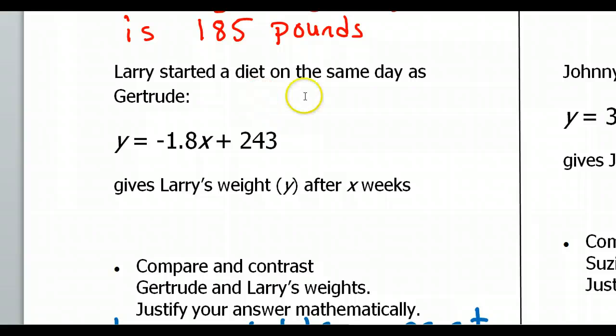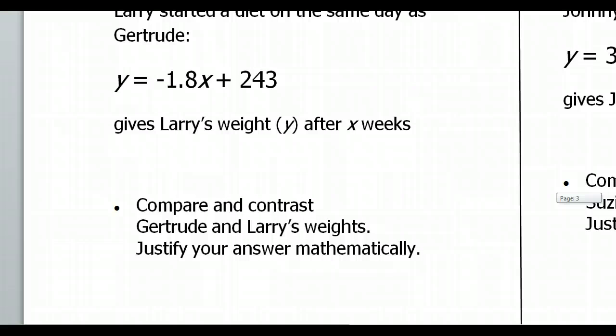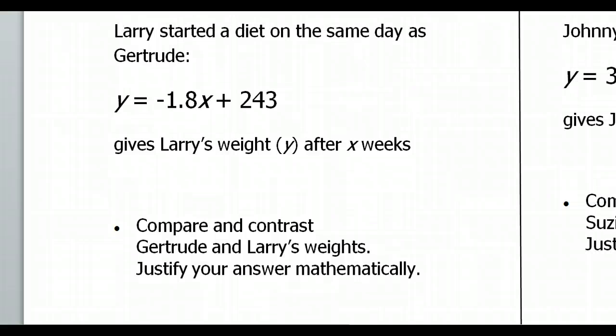Now, on the other hand, Larry started a diet on the same day as Gertrude. So this is the equation for Larry's weight, still after x weeks, same thing. We're supposed to compare and contrast Gertrude's weight and Larry's weight, and we have to justify our answer mathematically. Well, there are two things that we can say. Comparing these equations, we should be able to decide who weighed more to begin with, and we should be able to decide who is losing weight faster. So let's start with the first question. Who weighed more to begin with?